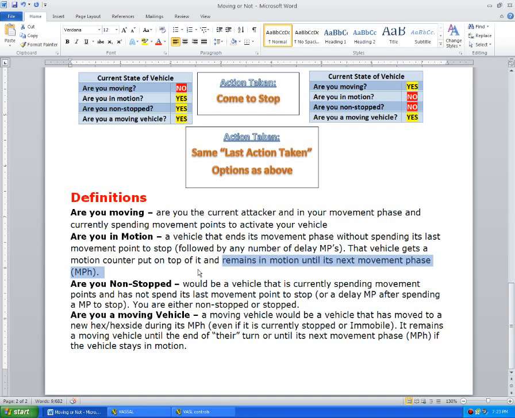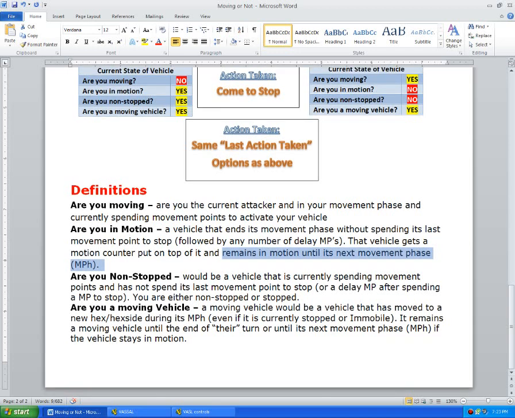Next question you have to ask yourself, are you non-stopped? A non-stopped vehicle is one that is currently spending movement points and does not spend a movement point to stop. So you're non-stopped by not spending your last movement point to stop, or once you spend a movement point to stop, it's not a delay movement point. And of note, you are either stopped or you are non-stopped, one or the other. There's no in between. You can't be both.